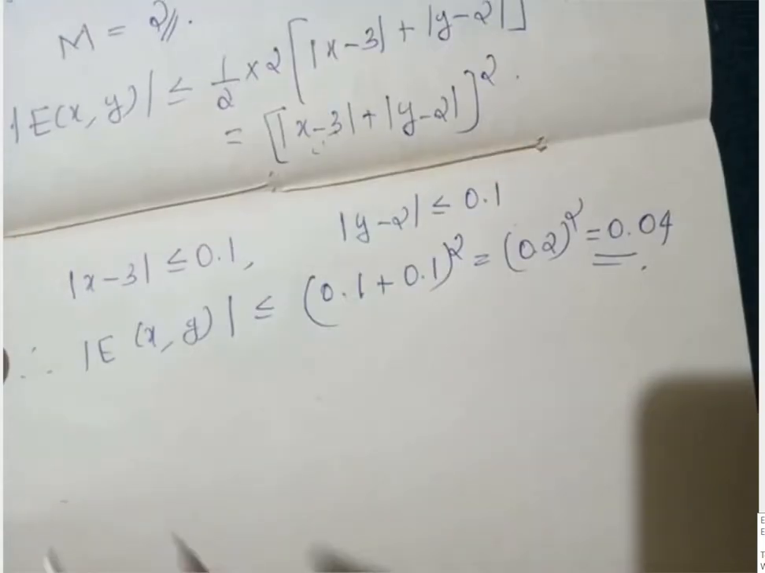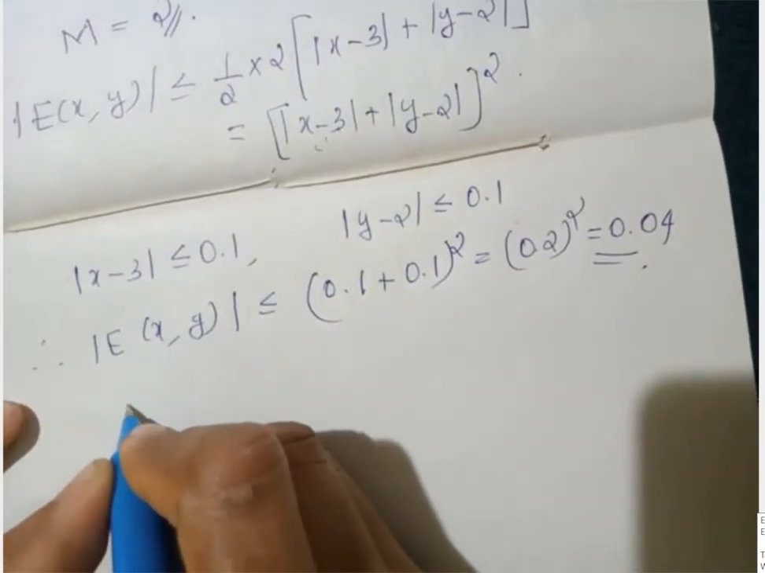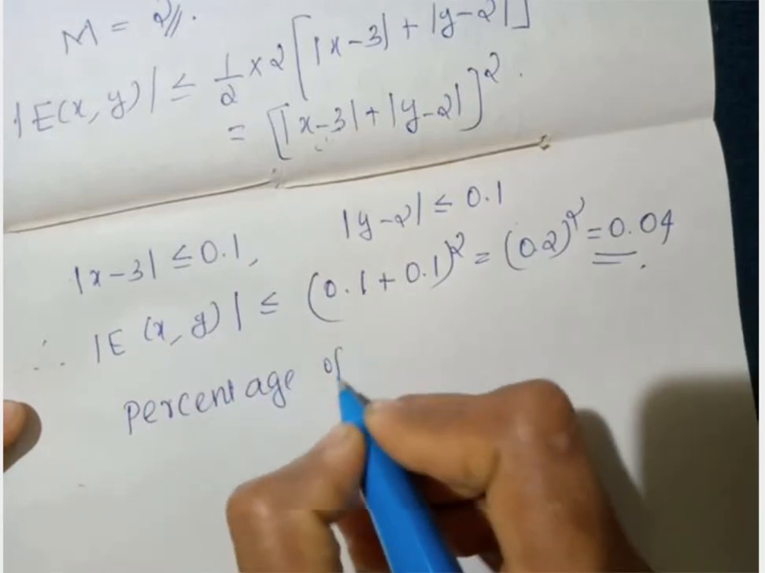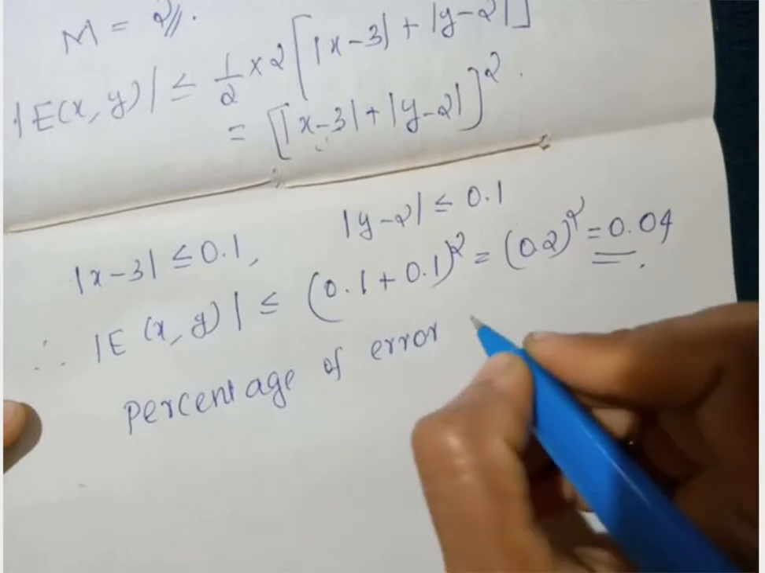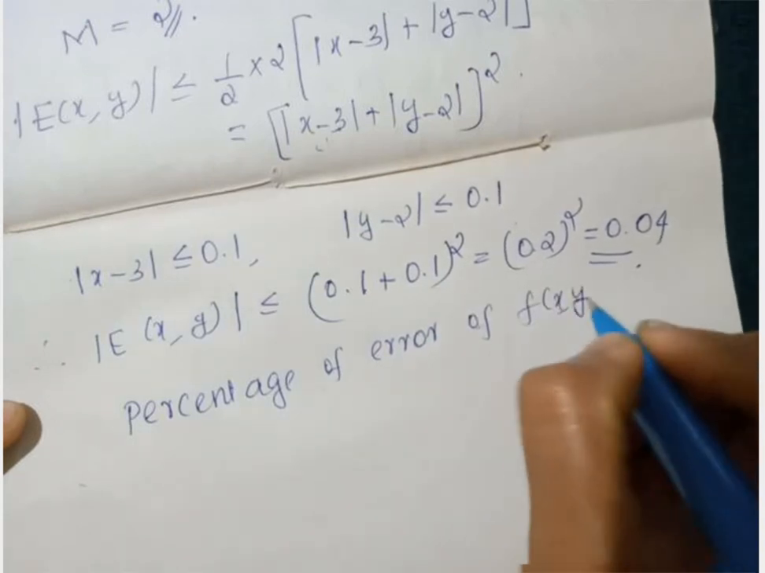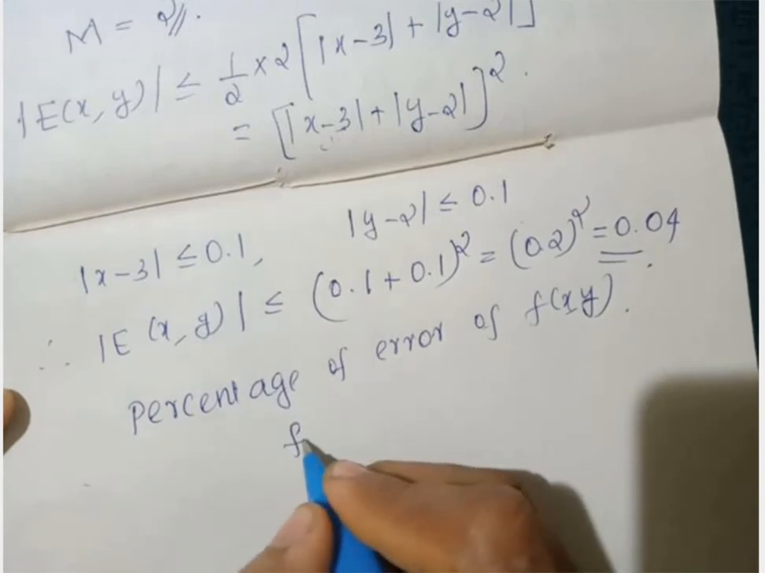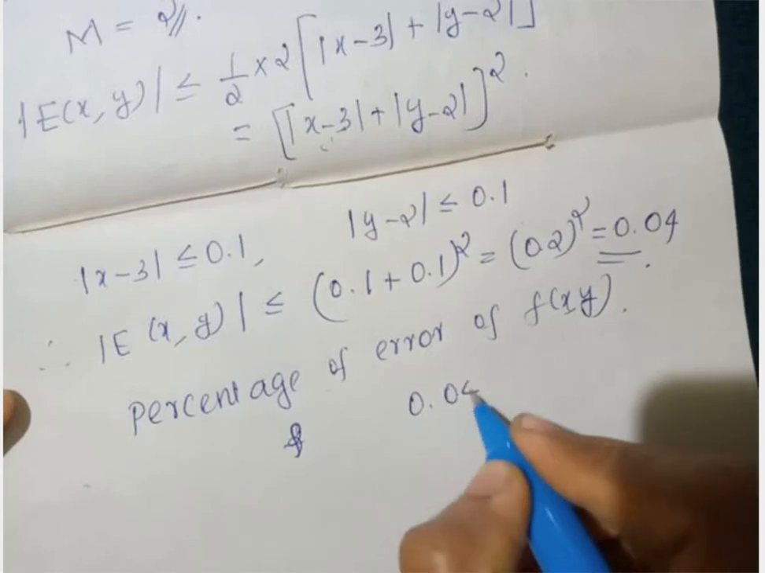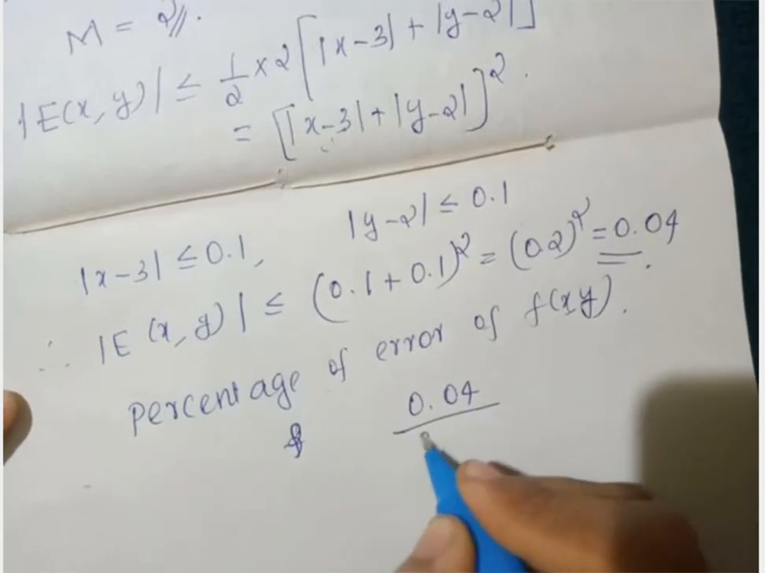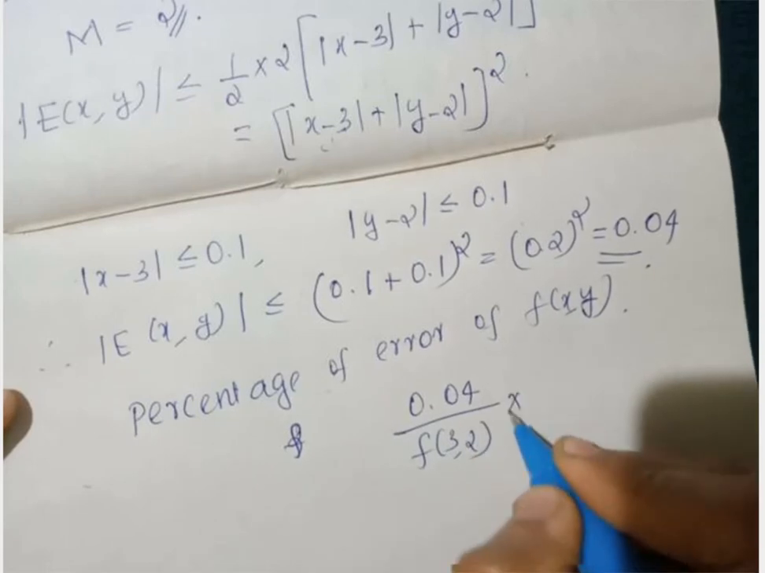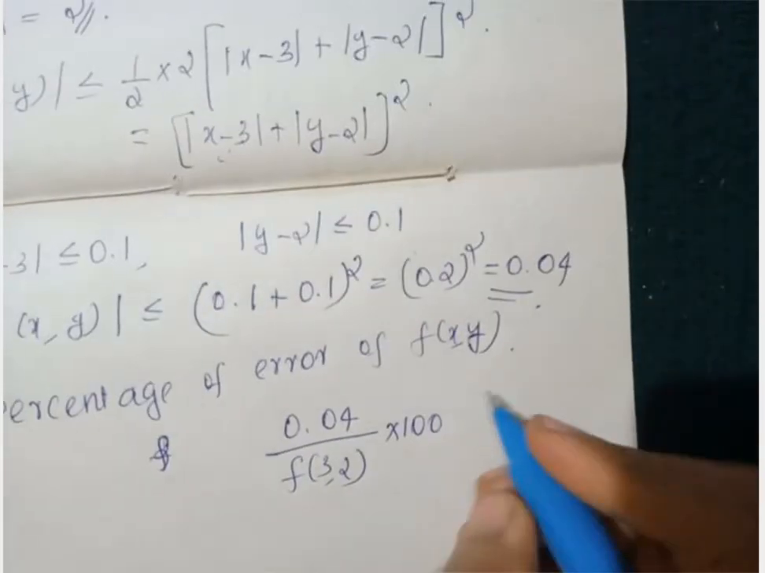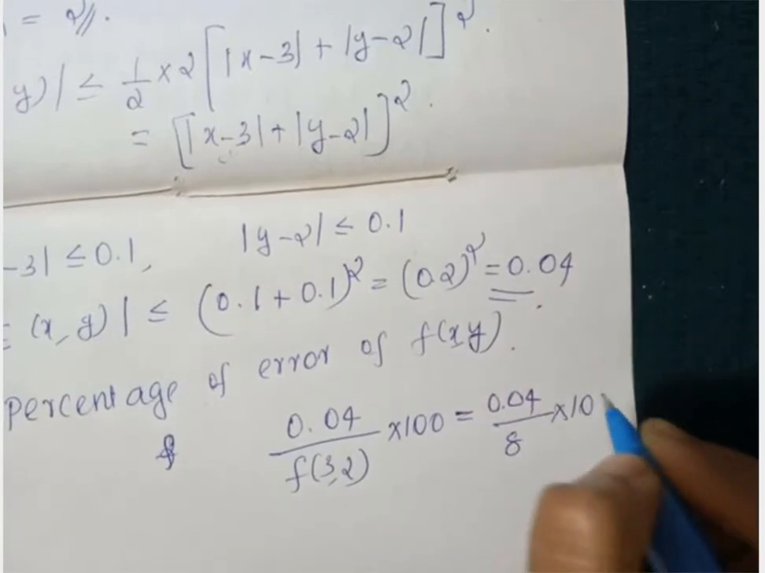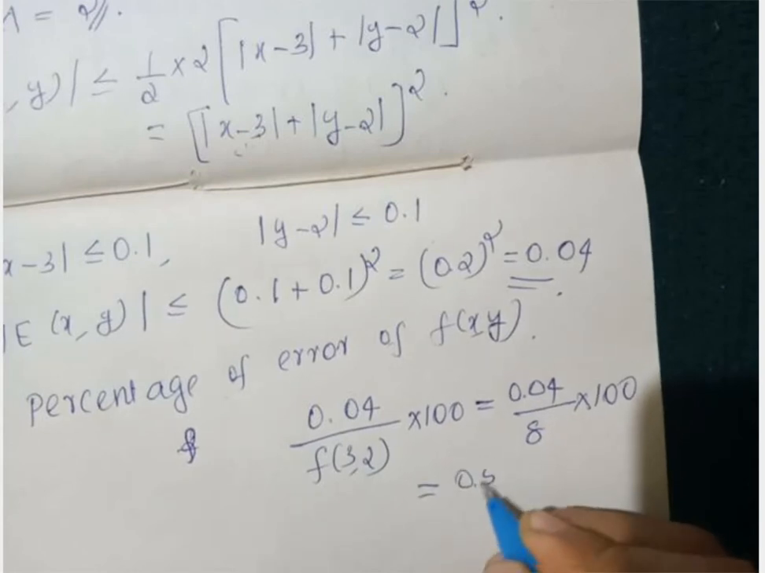And one more, the percentage of error of f(x,y) at the point (3,2). So the percentage of error is equal to the error, 0.04, divided by f(3,2), times 100. This becomes 0.04 divided by 8 times 100, which is 0.5%. This is the answer.